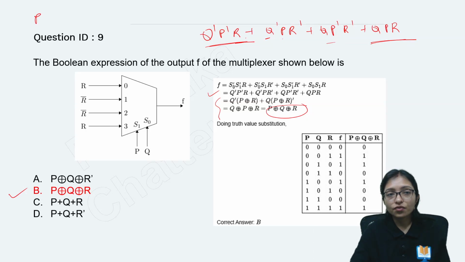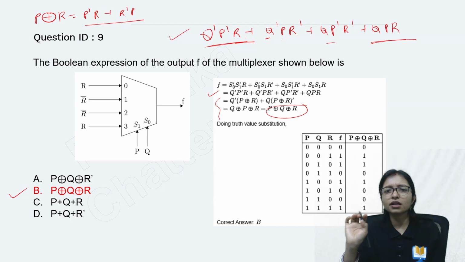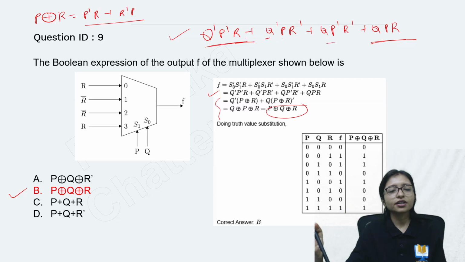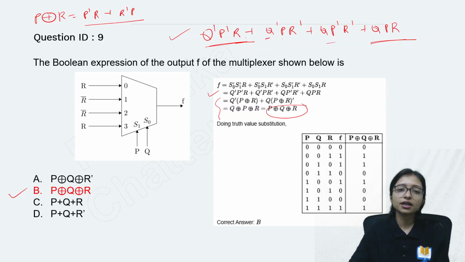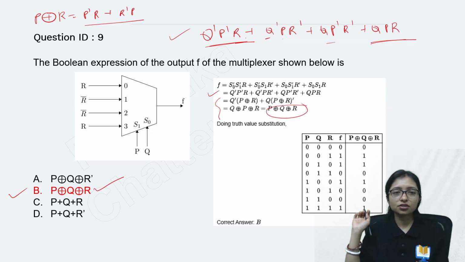When I am taking 2 variable of XOR, what is happening? P bar R plus P R bar. When this is 3 variable, this is the equation of 3 variable. Try to remember a little bit. Okay, this is the 3 variable equation for XOR. This is the 2 variable equation for XOR. So directly you can solve. This is actually the XOR equation. Your answer is this one.